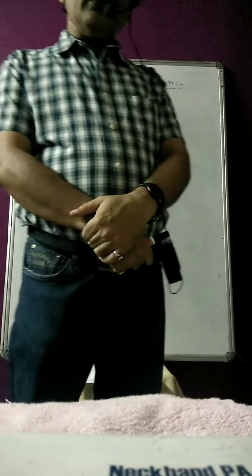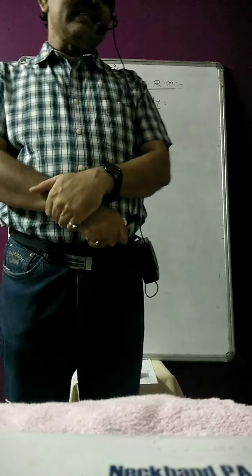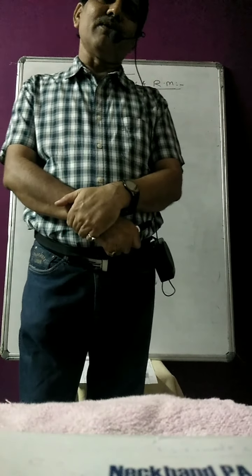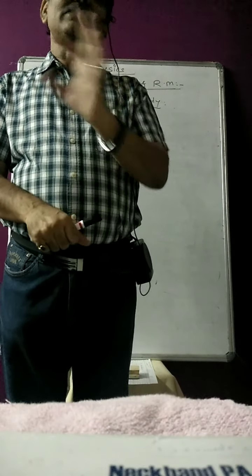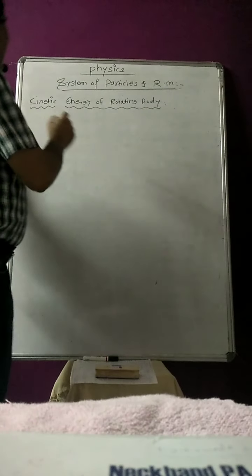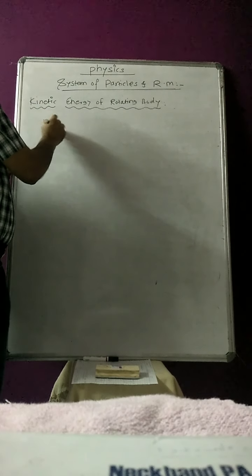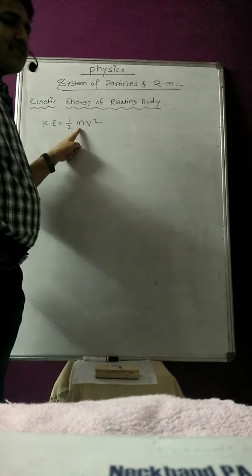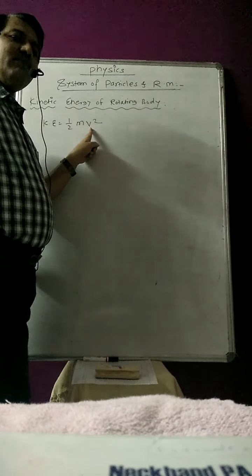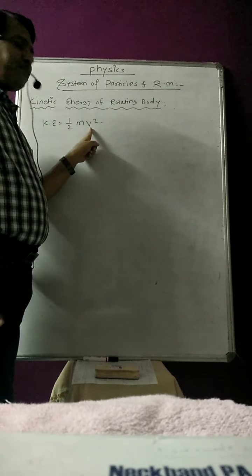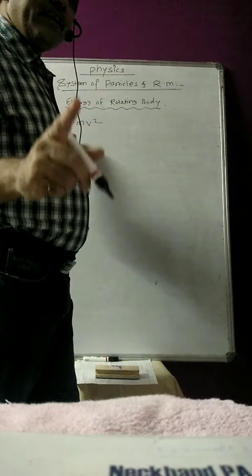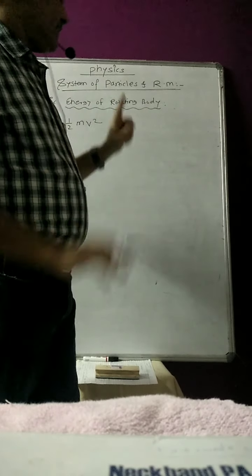You have learned that in translatory motion, the kinetic energy of a body is given by the formula 1/2 mv square. So what is that kinetic energy exactly? Here m is the mass of the body, v is the velocity of the body, and kinetic energy is defined as the energy possessed by the body due to its motion.